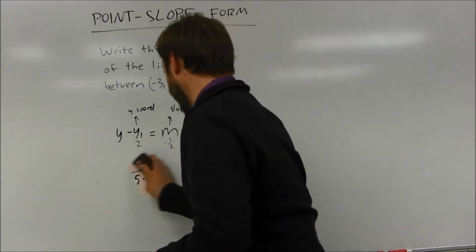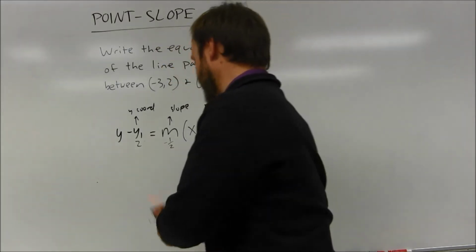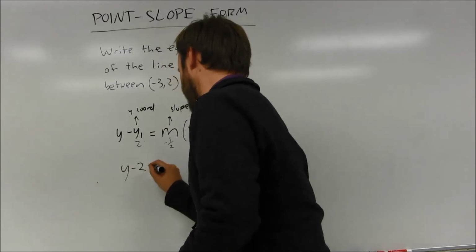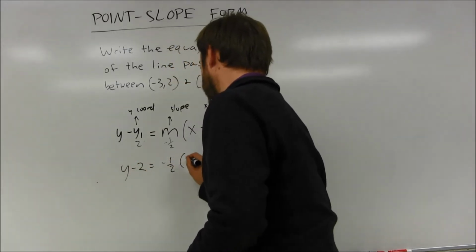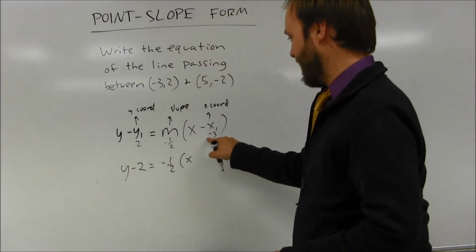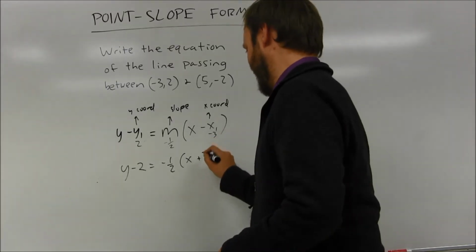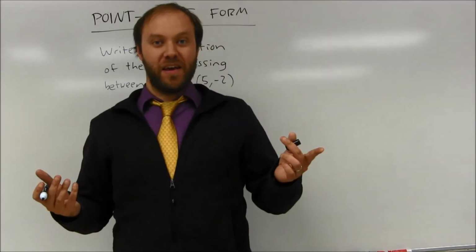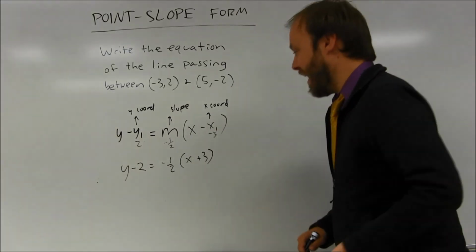And anyway, we can go ahead and fill this in. And so my equation is y minus 2 equals negative 1/2 times x. Be careful here, it's x minus negative 3, so that's going to be x plus 3. Okay? If you're just asked to write an equation, that's an equation, you're done.